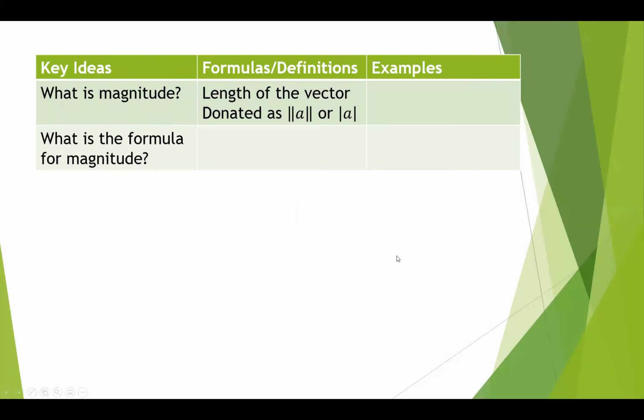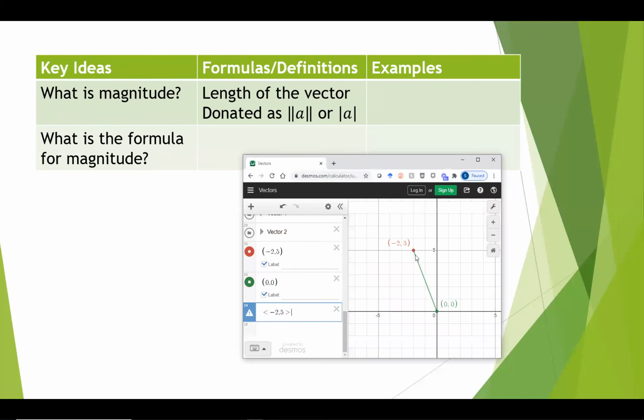Next question is, what is the formula for magnitude? Now I want you to think back at our example and look how right here we could form a triangle. And using what we remember from previous classes, we could use the Pythagorean theorem of this triangle with a height of 5 and a length of 2 to find the length of this side right here.